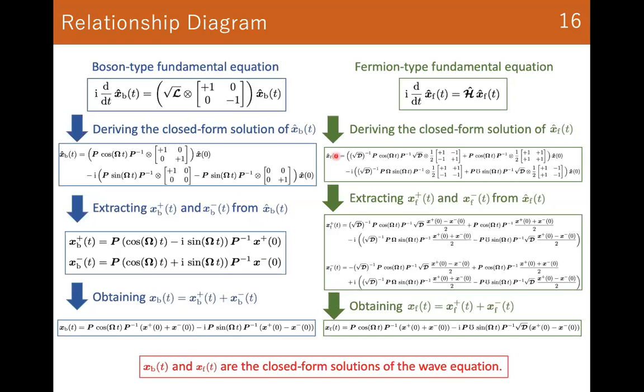Next, I will explain the Fermion-type fundamental equation. This is the Fermion-type fundamental equation. From the equation, the closed-form solution x hat ft is derived. From the solution x hat ft, xf plus t and xf minus t are extracted. Summing xf plus t and xf minus t, the closed-form solution xft of the wave equation is obtained. In this way, the solutions of the wave equation were derived from two types of fundamental equations.